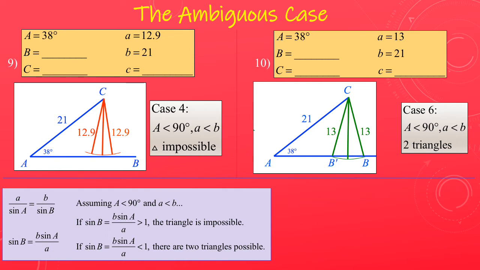So, assuming that we have an acute angle A less than 90 degrees and little a is less than little b, we look at the value of sine B. If sine B, which is little b sine A over little a, is greater than 1, this is impossible because the sine function cannot be greater than 1, and that means the triangle is impossible. However, if sine B, which is little b sine A over little a, is less than 1, there are two triangles possible.